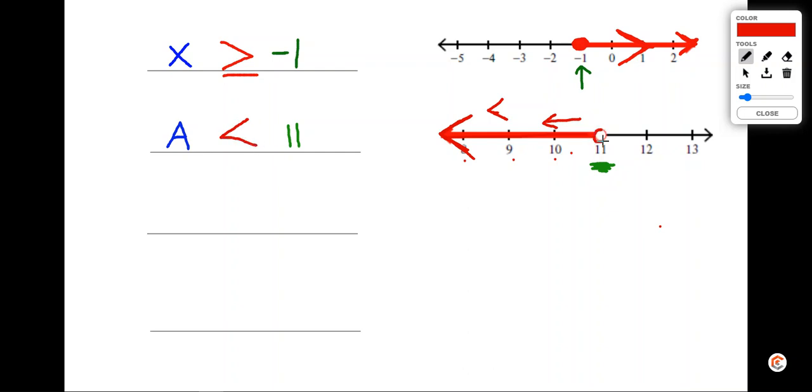Then I need to check, is it open or closed? If it's open, if there's nothing in the circle, there's nothing at the bottom. If there's something in the circle, there's something at the bottom. So A is less than 11.